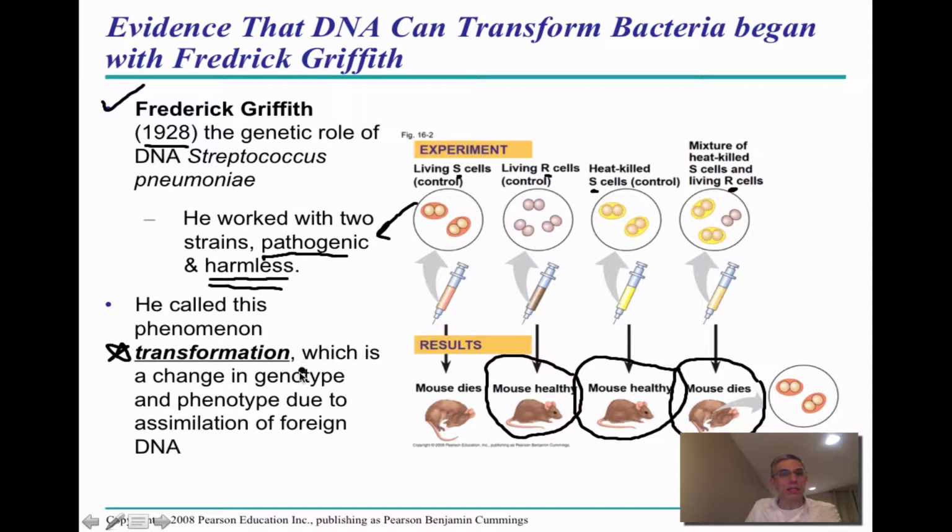So that whole idea of transformation basically means that we have a change in the genotype and the phenotype, in other words, what we see, that is due to some sort of assimilation or taking in of foreign material. Now, if you notice at the bottom here, I did put down the word DNA, but at this point, Griffith, as I had said at the beginning, did not know that the transformation factor was actually DNA. All he knew is that there was something there in those heat-killed S cells that had been used to actually change those R cells into the deadly pathogenic S cells.